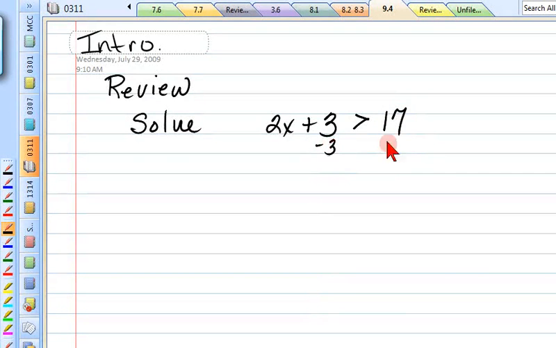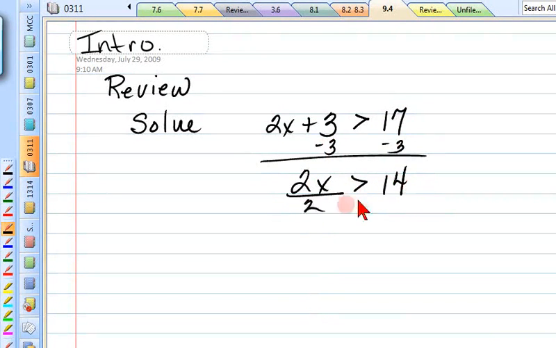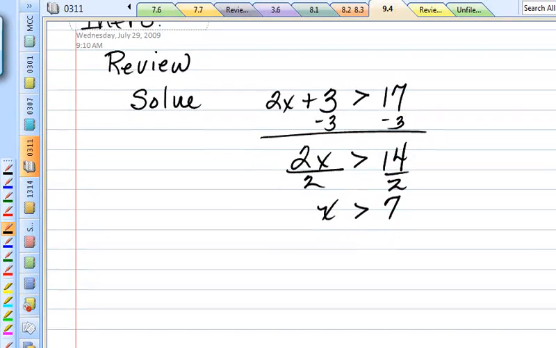Right. You would subtract 3. That would give you 2x is greater than 14. Divide by 2. And you'd have x is greater than 7. So you pretty much did everything you normally do with equations, and you get an inequality answer. Do you remember that you usually graphed these on a number line?